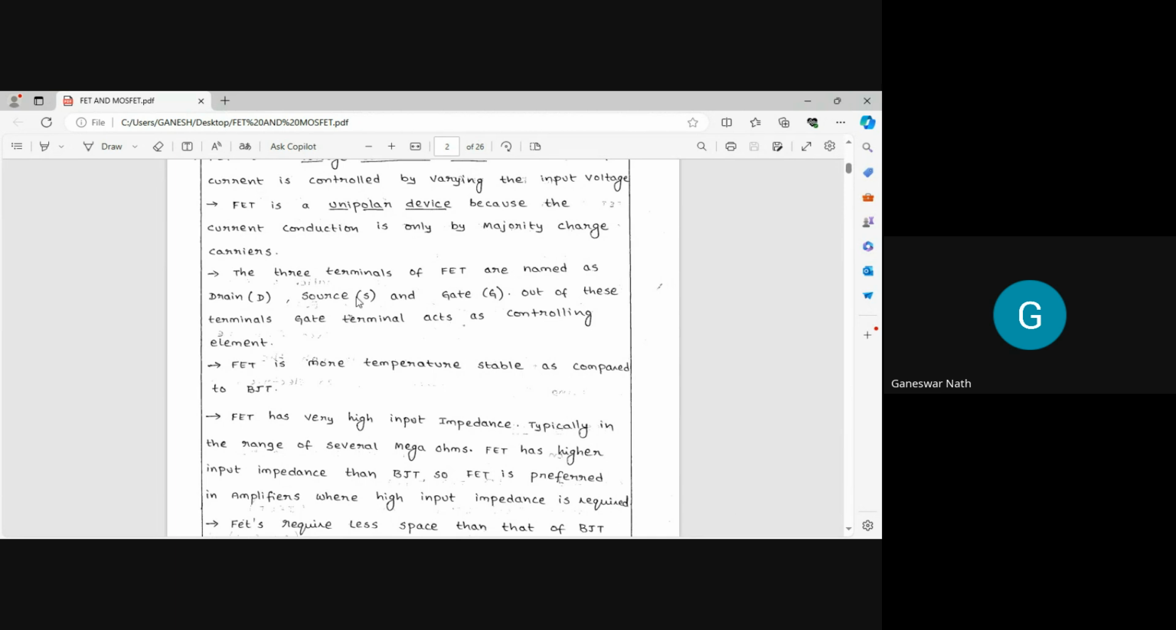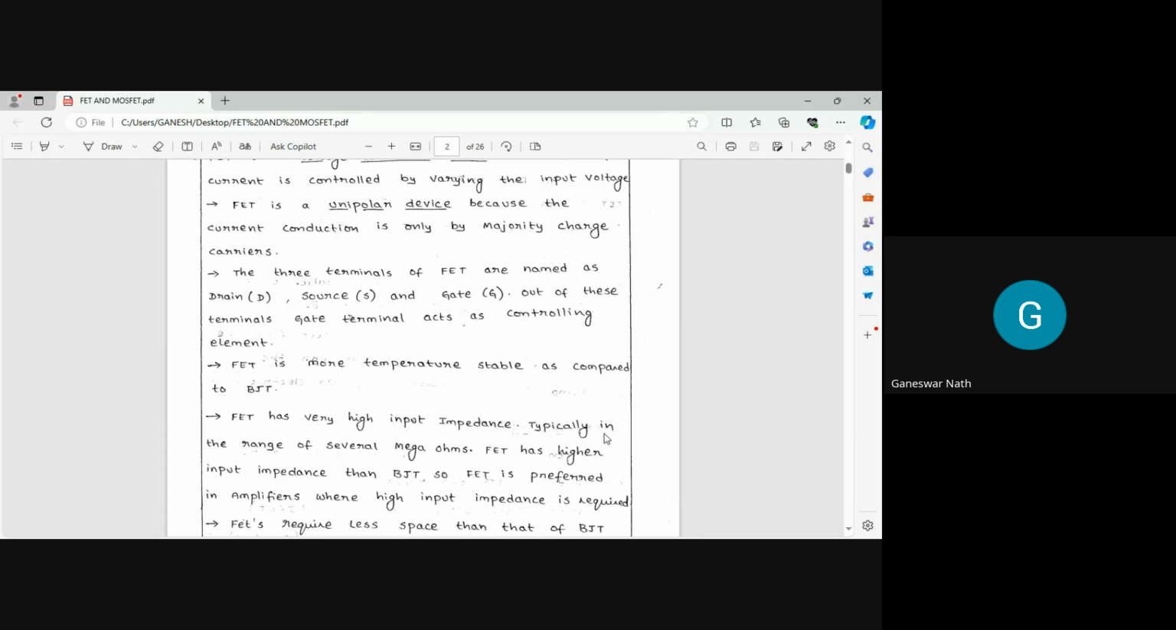It is several mega ohms. FET has higher input impedance than that of the BJT. So FET is preferred in amplifiers where high input impedance is required. Basically, when you require high input impedance, we can choose the FET as compared to the BJT.